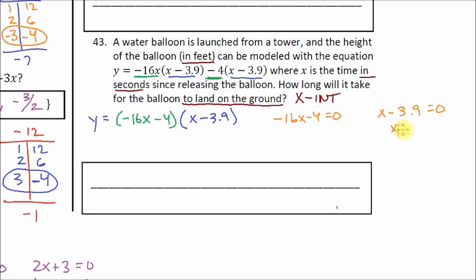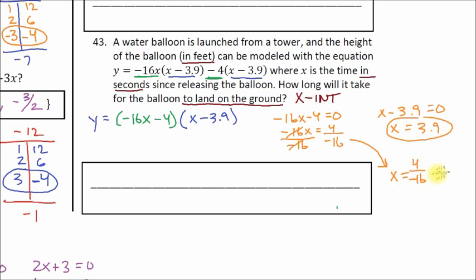Well, this is going to be 3.9. That's probably our answer, but just for the heck of it, let's make sure the other one turns out to be a negative number. So negative 16x minus 4, we're going to move the 4 to the other side. That's going to mean negative 16x equals 4. We divide both sides by negative 16, so x equals 4 over negative 16. If we simplify that, that's negative 1/4.